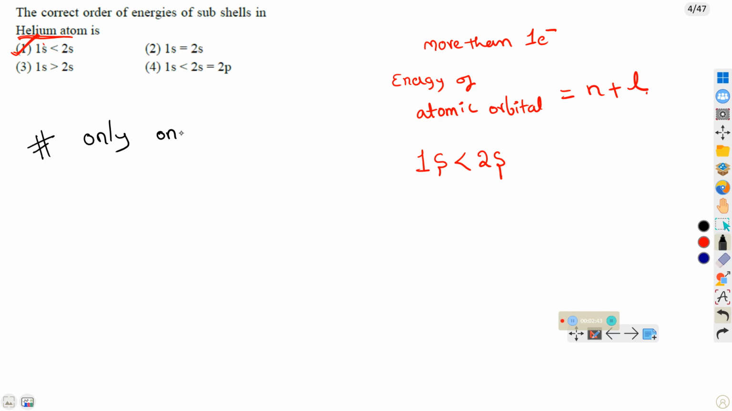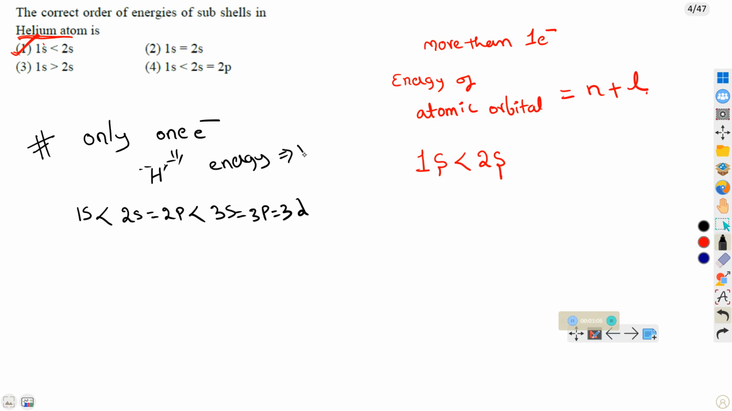Suppose only one electron is present, that means in case of hydrogen, the order of energy is 1s less than 2s equals 2p less than 3s equals 3p equals 3d. That means energy only depends upon n value. Check the structure of atom lesson in the NCERT textbook.